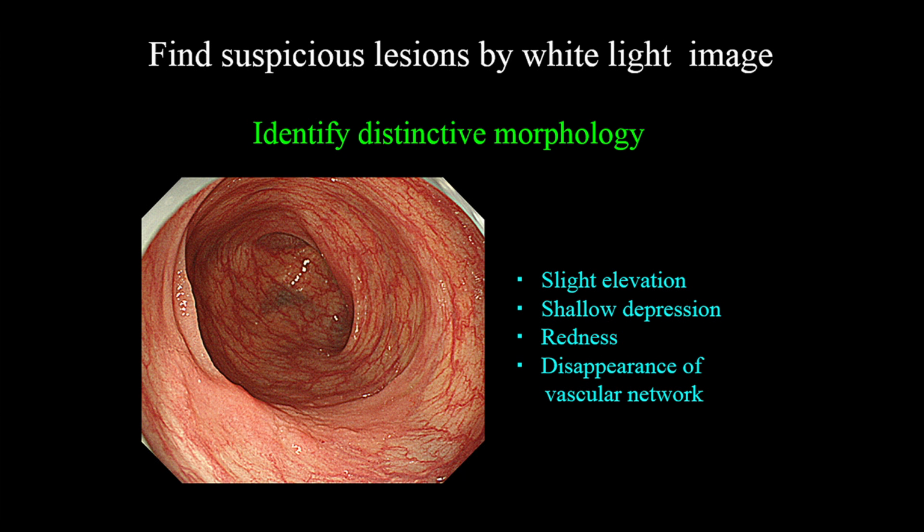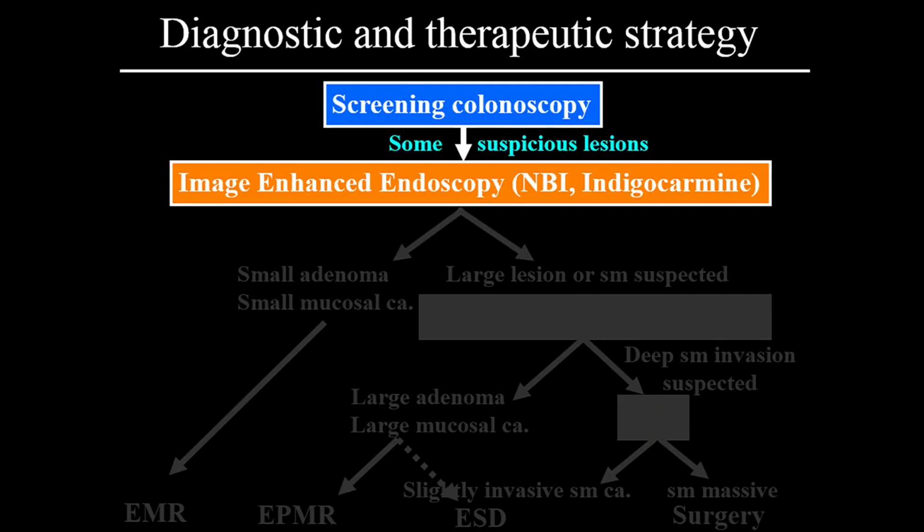Now you can see the irregularity of the mucosa here, so you can easily identify this lesion. But if you carefully look at this area, you can recognize the disappearance of vascular network, but still you are not sure what the lesion size is. In this particular situation, we usually use NBI magnification or indigo carmine dye spraying.